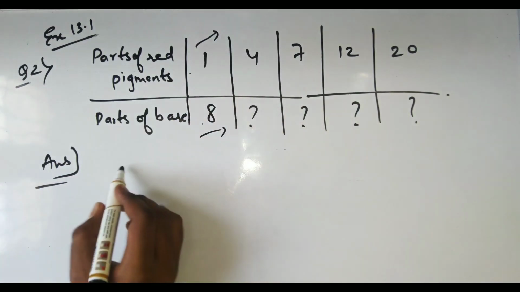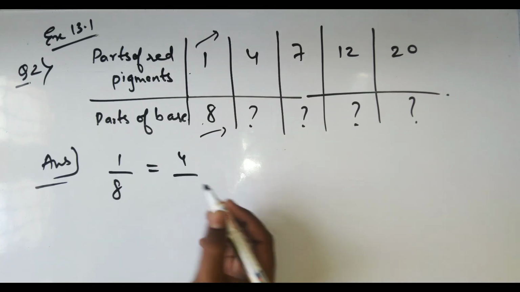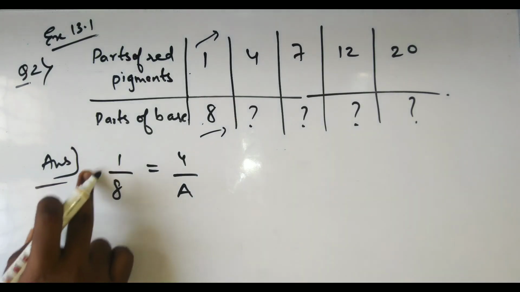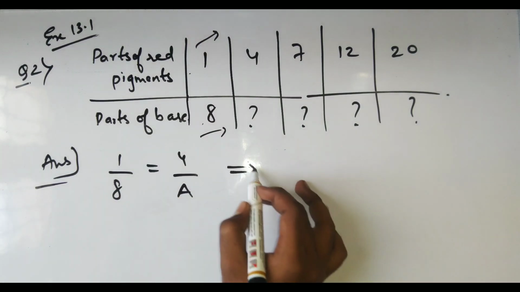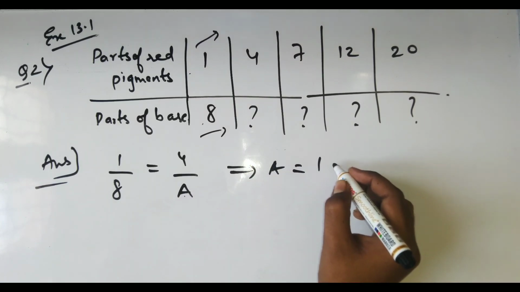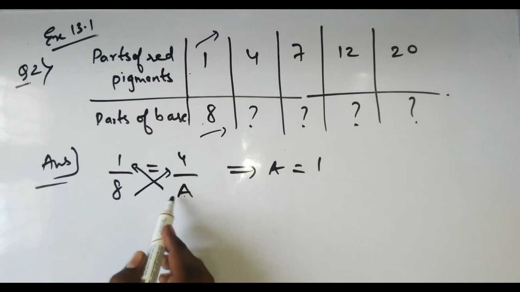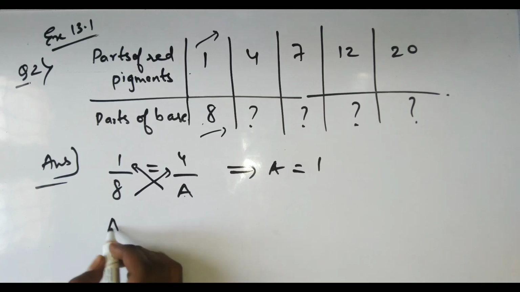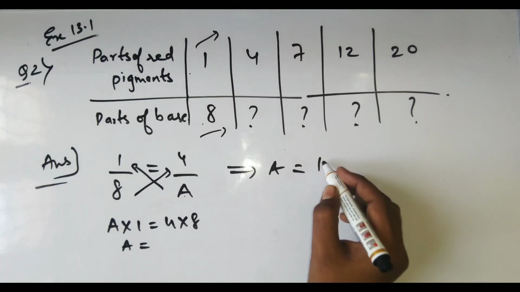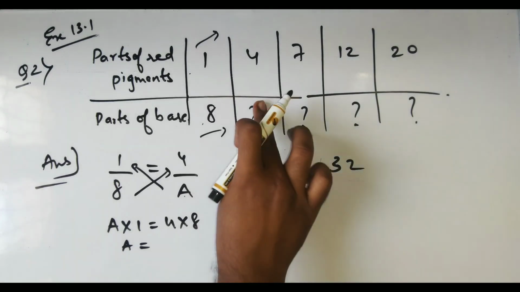So I can write this as 1 by 8 equal to 4 by question mark. I'll replace it with some variable. If I take a, you can take any variable, it should be in this form, which implies what will be the value of a. So I have to just cross multiply. So a into 1 equal to 4 into 8. So a is equal to 4 into 8, that is nothing but 32. So it is 32 here.